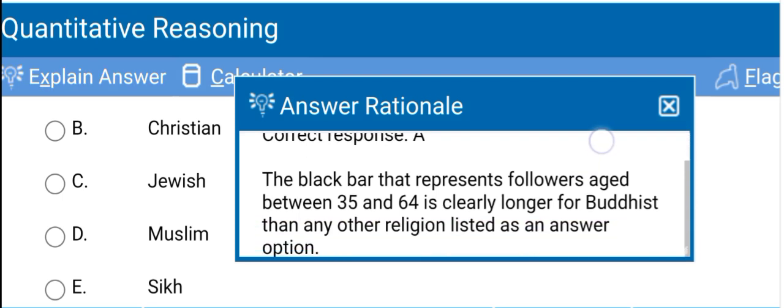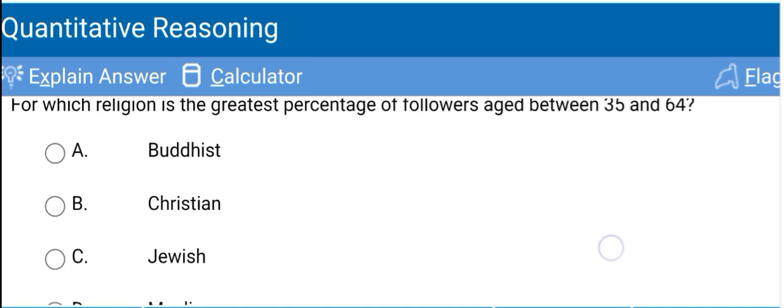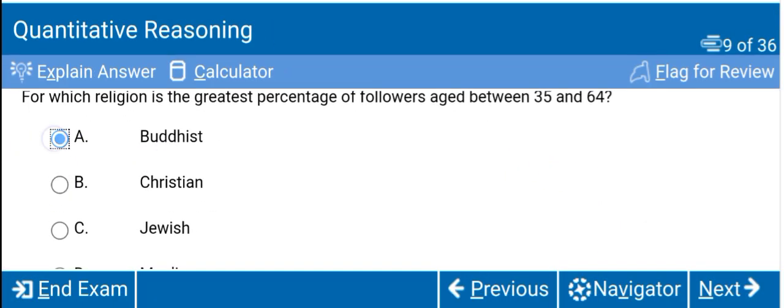Option A is the correct response. The black bar that represents followers aged between 35 and 64 is clearly longer for Buddhist than for any other religion listed as an answer option. So that's how we can say the correct option is option A, which is Buddhist.